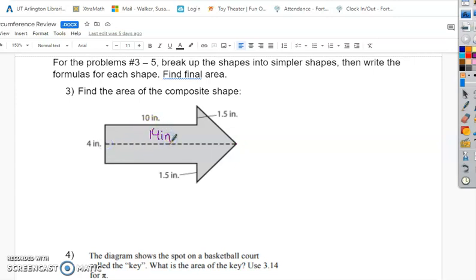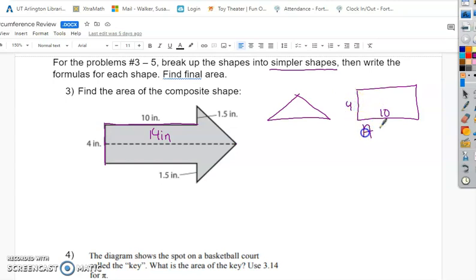These are composite figures. So your job is to break them into simpler shapes. I have a triangle and I have a rectangle. So the rectangle's easy enough. The rectangle, base and height, or however you want to do it. Okay, 10, 4. Okay, so you write your formula. And then for the triangle, this is where it's a little trickier.